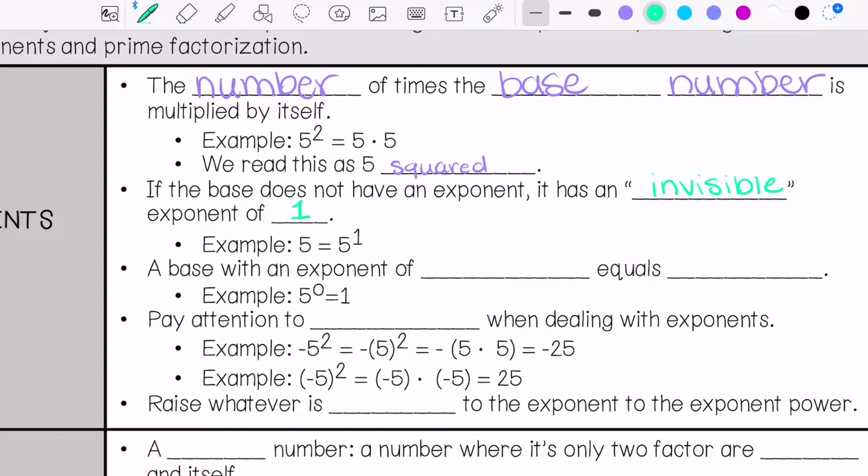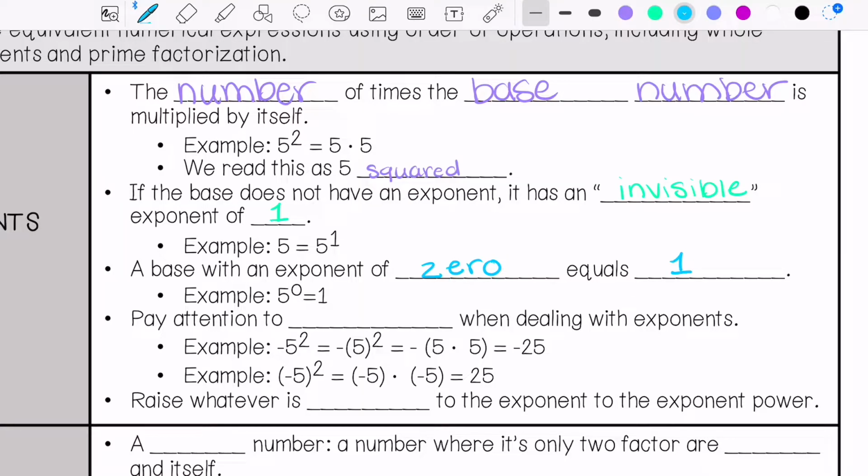So if the base has an exponent of 0, sorry, I'm going to re-say that. If a base has an exponent of 0, then it's going to equal 1. So if it is 5 to the power of 0, that is 5 multiplied by itself 0 times, so it's just 1.